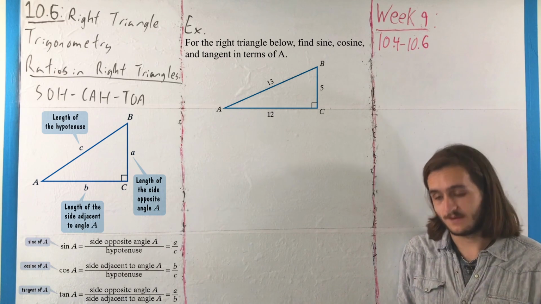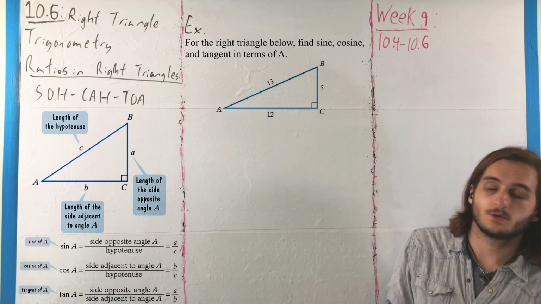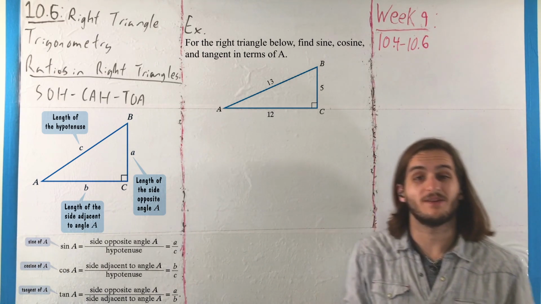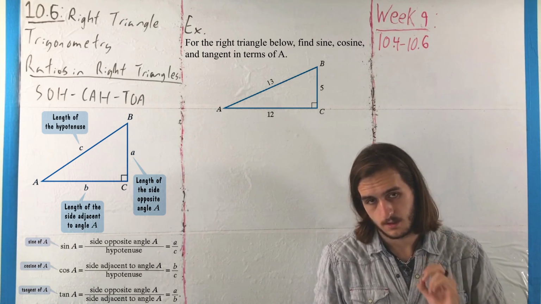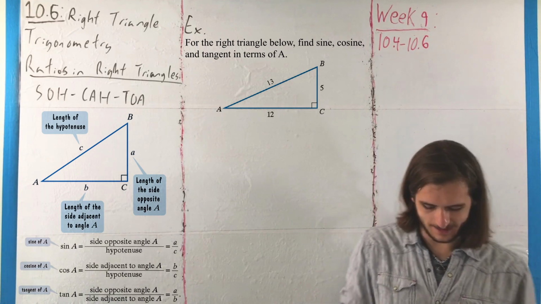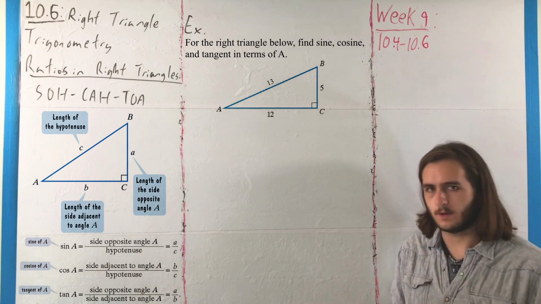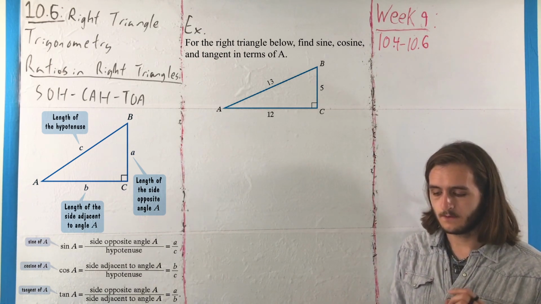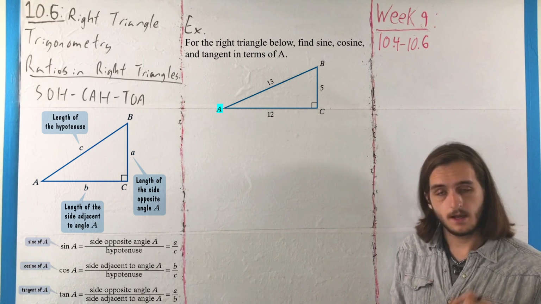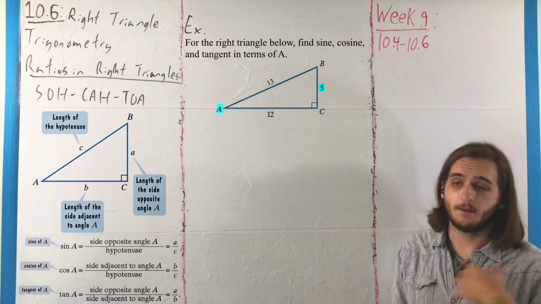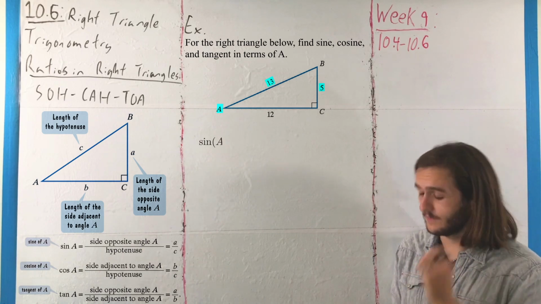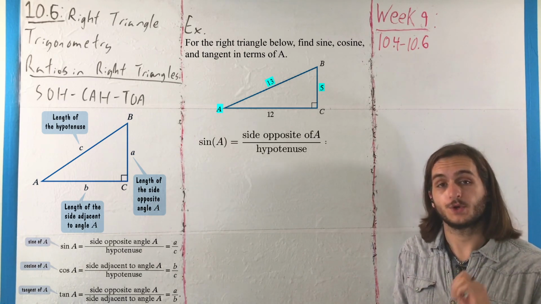So, with the hypotenuse having length 13, we can get sine, cosine, and tangent specifically in terms of A. Remember, we are thinking with A, not B, and certainly not C, because C is the right angle, and that would be really weird. So for A, we're looking at the side opposite of A, where the side opposite there has length 5, and the hypotenuse has length 13, so sine of A is 5 over 13.